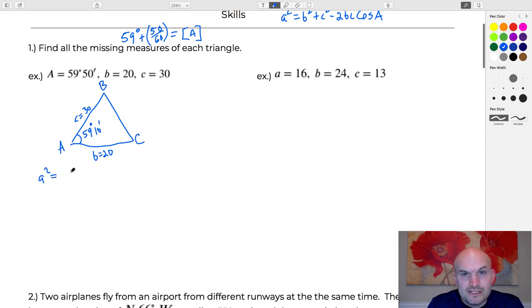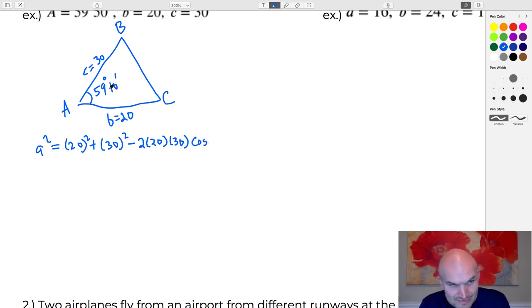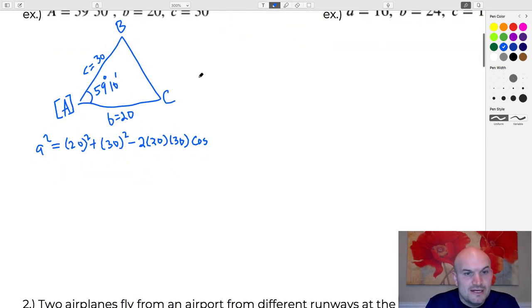So I'm going to get a squared equals b squared, which is 20 squared, plus 30 squared, minus, I'm going to zoom in, 2 times 20 times 30, and then times. Now, rather than writing in this 59, I saved that, right? I showed what this a is. So I'm just going to type that in, because when I type in my calculator, I'm going to type in the stored answer a, right? So we can just type this into our calculator.